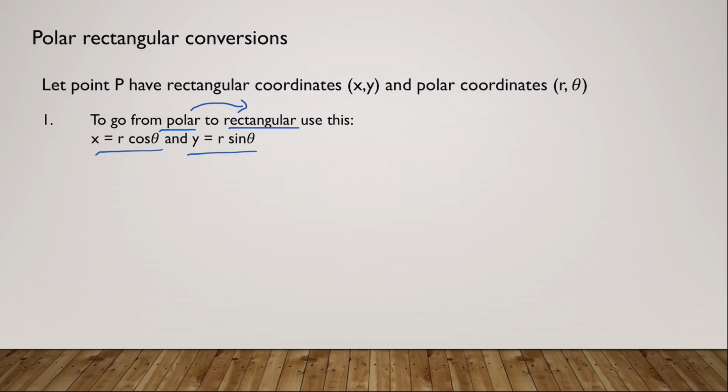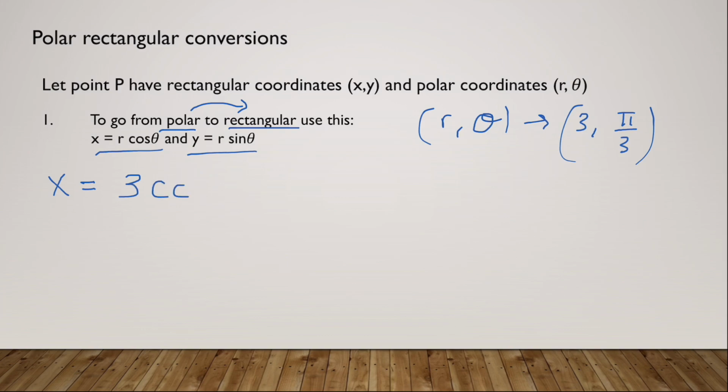I'll show an example. If I'm given the polar coordinates r comma theta to be, let's take 3 comma pi by 3 again. If we're given 3 comma pi by 3, then if I want to find my x coordinate, then I'll have the x coordinate is equal to the radius, which is 3, times the cosine of pi over 3. And we know cosine of pi over 3 will be equal to 1 over 2. So we have x is equal to 3 over 2.